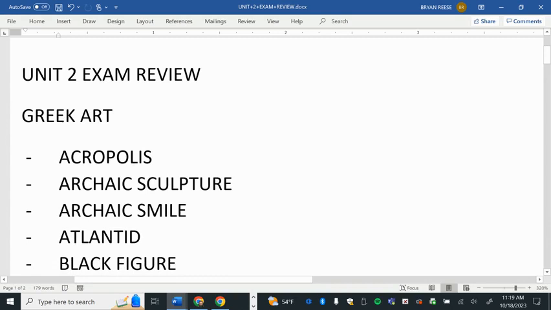There's black figure vase painting. There's red figure vase painting. Know the difference. Black figure is the people and the things are in black with a red or orange background. The red figure, the things or the people are in red with a black background. Black figure, think of Ajax and Achilles playing the dice game. That was black figure. With red figure, think of Apollo and Artemis shooting the children of Niobe. That was red figure.